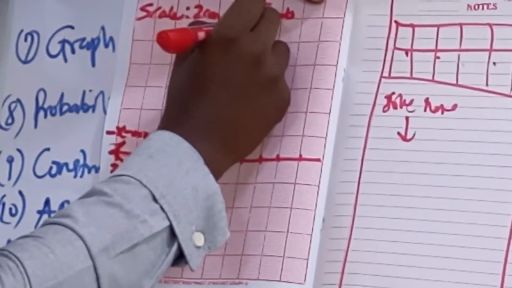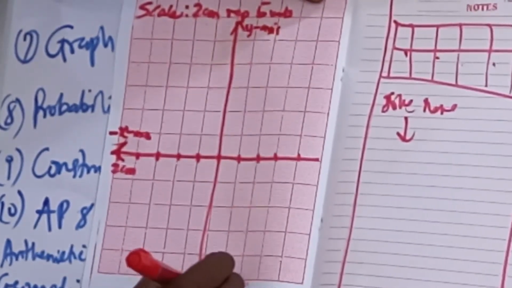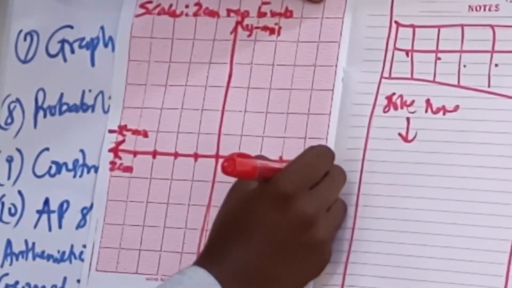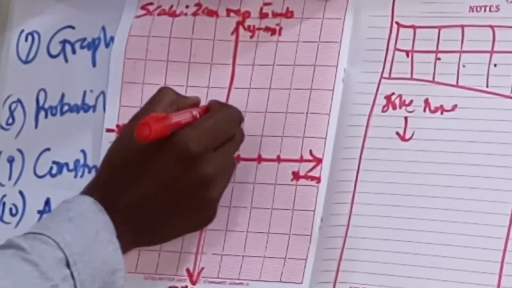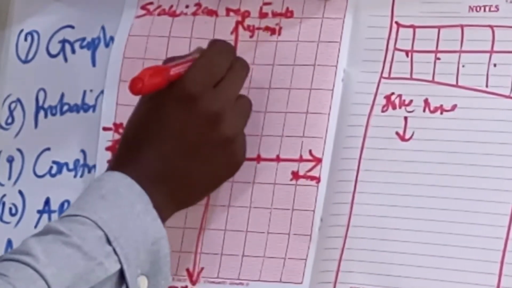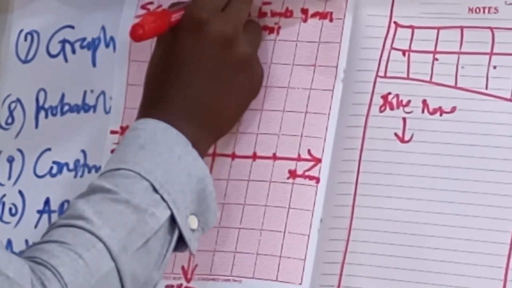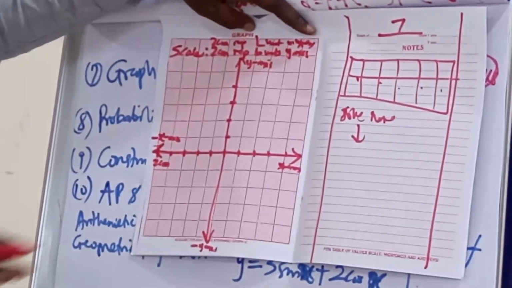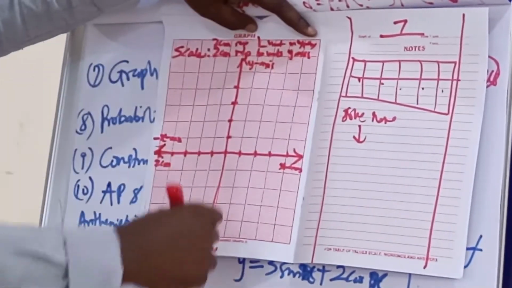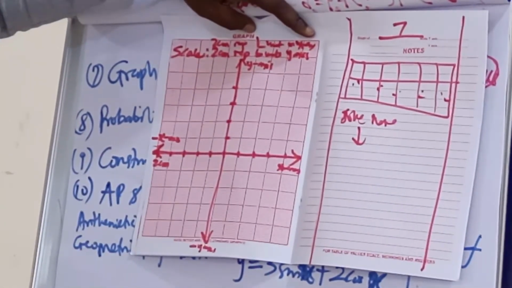The vertical is your y axis. The one under here is your negative y axis. This is your positive x axis. So I can state that 2 centimeters on this side represents 5 units on my y axis, and 2 centimeters represents 1 unit on my x axis. The horizontal is your x, the vertical is your y, and you start plotting based on the values you have from here.